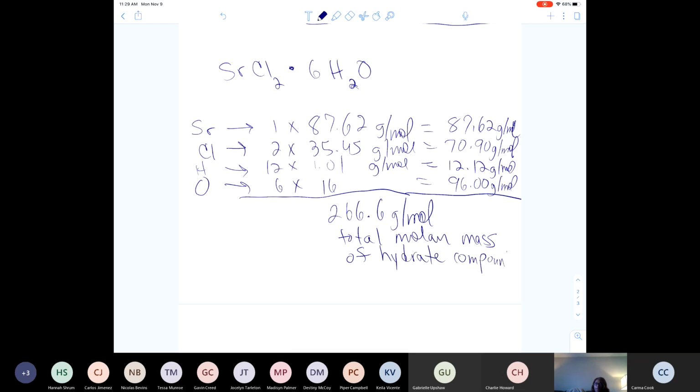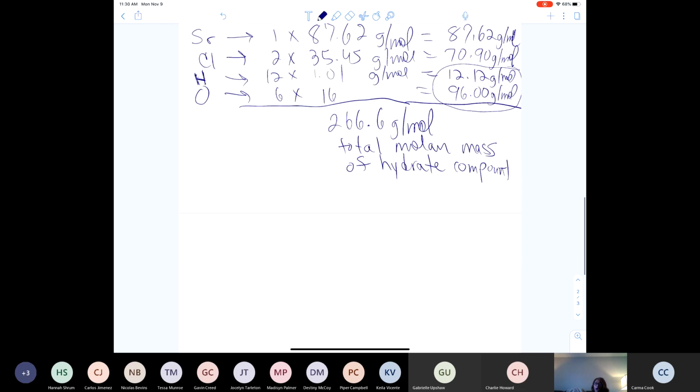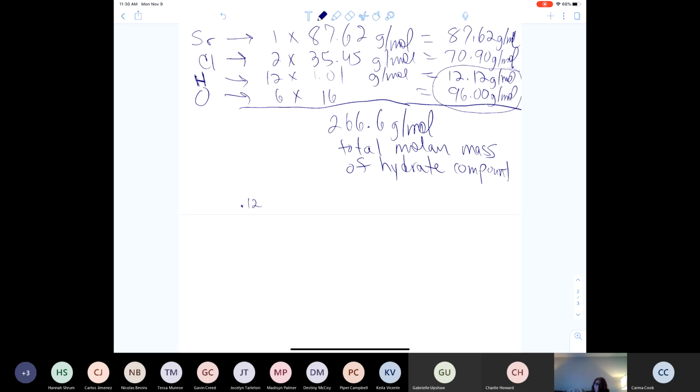And then the waters make up 96 plus 12.12 of that total hydrate. The water is just the oxygen and the hydrogen components. So this much is the total molar mass of the water, which is 108.12 grams per mole. That's your total molar mass of water in the compound.